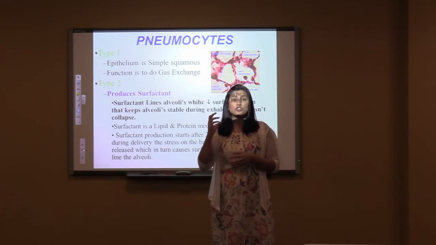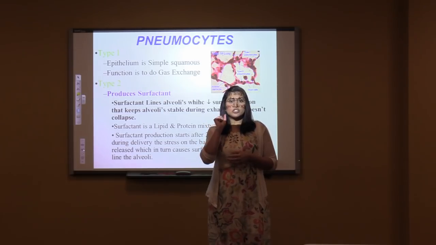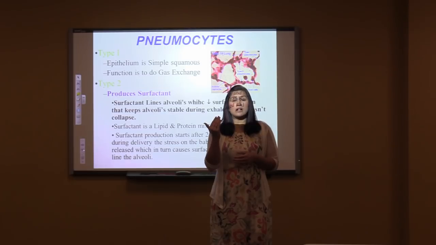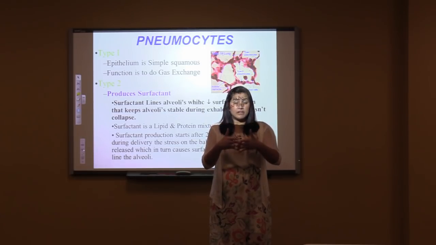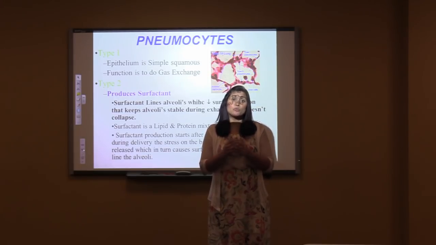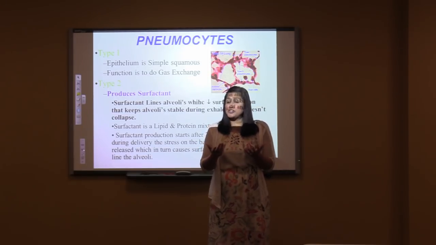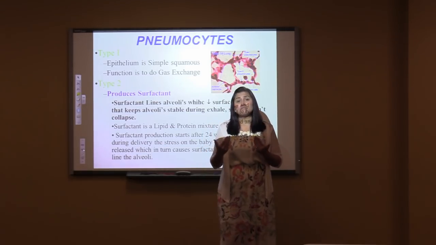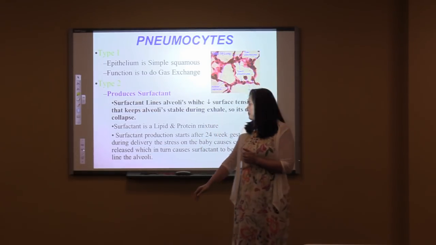And cortisol actually causes the type 2 pneumocytes to secrete surfactant, which will go and line the alveoli, thereby allowing surface tension to be decreased when the baby takes its first breath. As you know, in utero, the baby does not breathe, and this is why at that time, surfactant was not needed in the lungs.